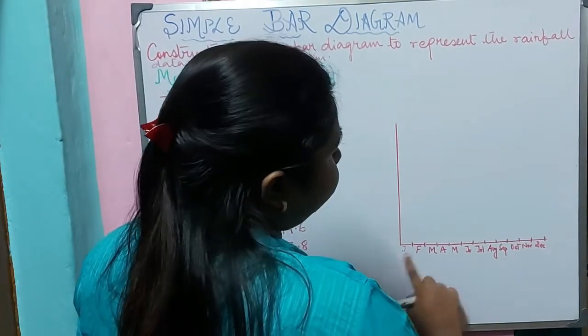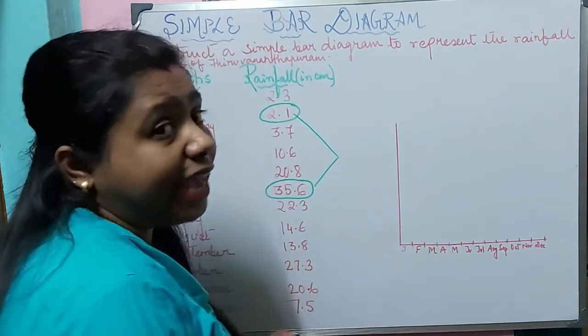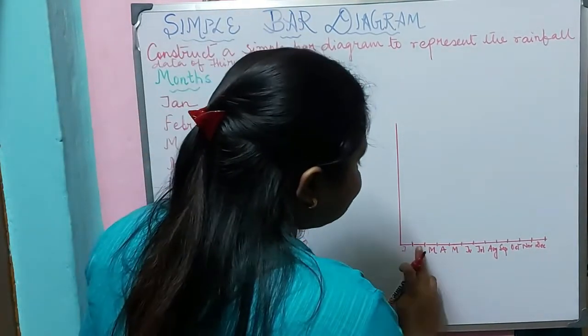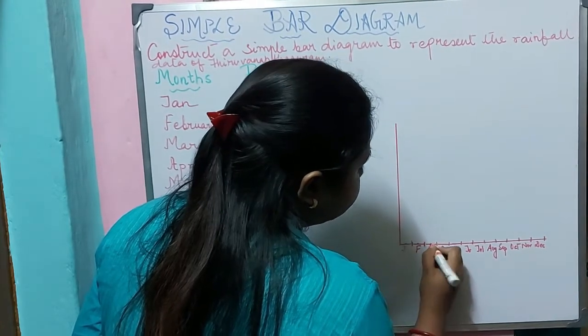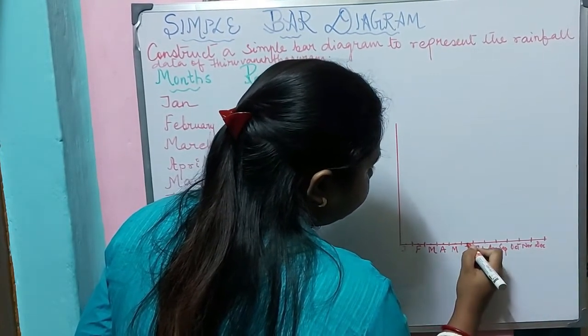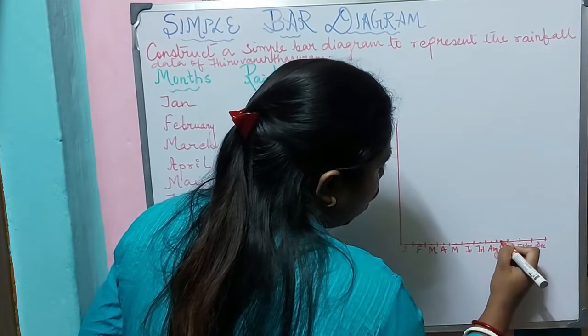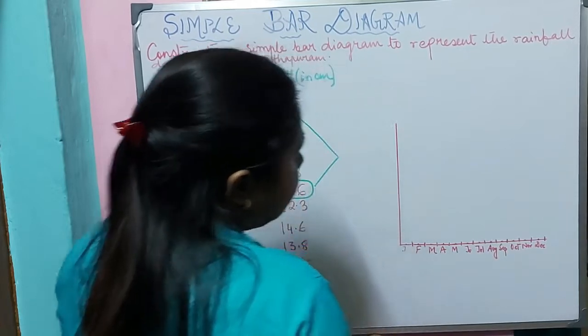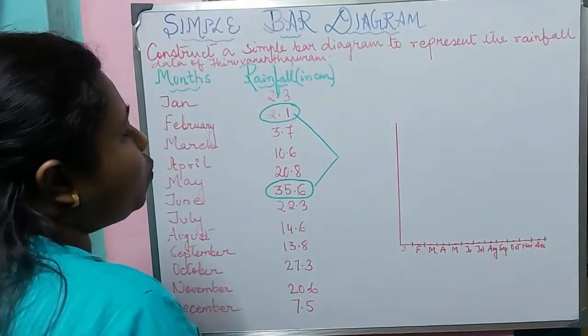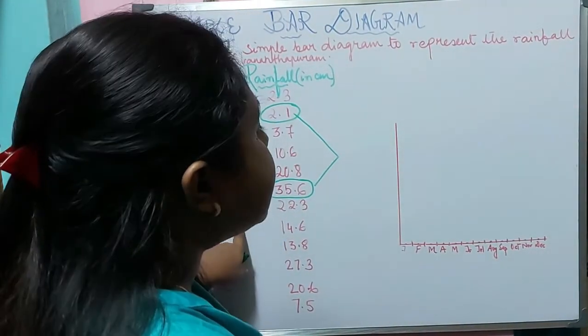After plotting of the months, now we have to take the midpoint. Now 1 centimeter, the midpoint will be 0.5. So we have to take the midpoints. So plot the midpoints. Now in the y-axis, we have to plot the rainfall in centimeter.